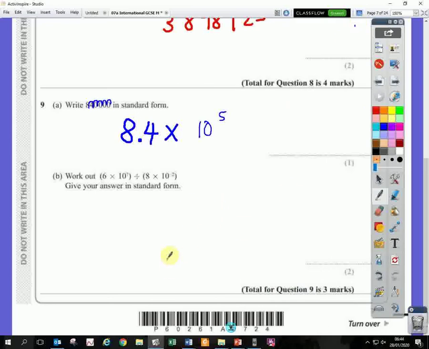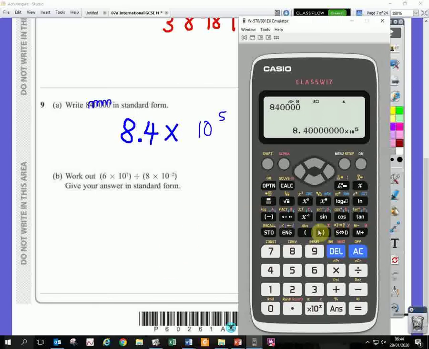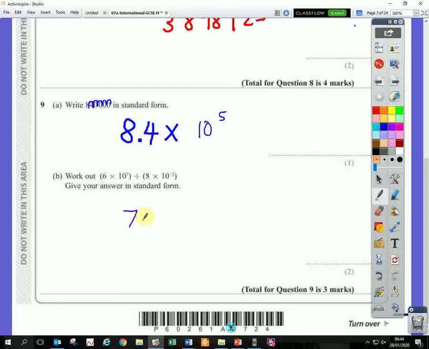The next one, it's just a case of typing it into the calculator as it is on the page. So 6 times 10 to the power of 7, close brackets, divided by brackets 8 times 10 to the power of negative 2. Again you can ignore these 0 placeholders, so it's 7.5 times 10 to the power of 8.